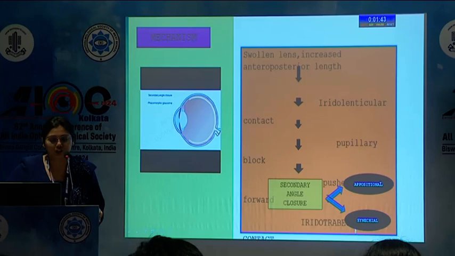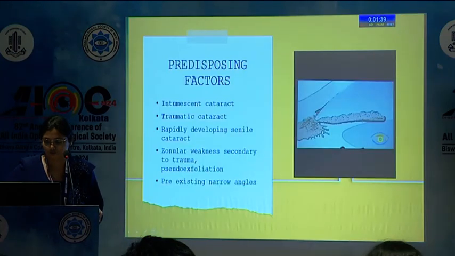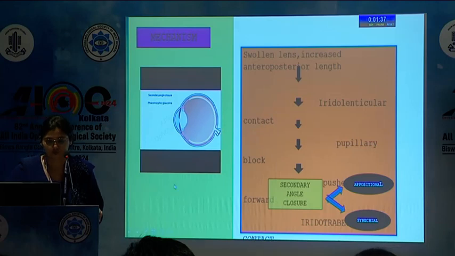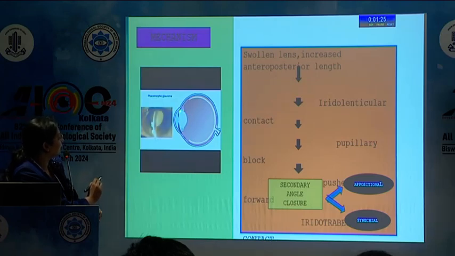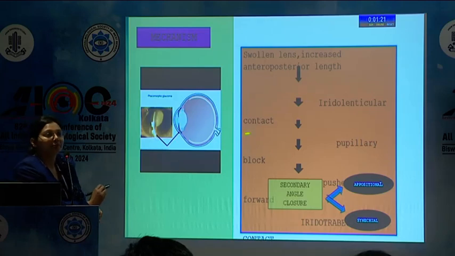A quick revision of this mechanism again. A change in the size and shape of the lens leads to pupillary block, buildup of aqueous behind the iris, leading to iris bombing, leading to angle closure glaucoma. Please understand this mechanism very well.